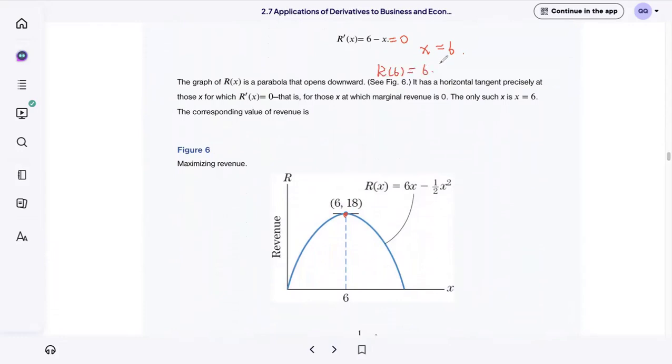Then we plug into the function R of 6. So we get 6 times 6 minus a half times 6 squared. 6 squared is 36, and a half of that is 18. Well, 6 times 6 is 36, a half of that is 18. So that's how we get this point. Okay. So to produce 6 will maximize the revenue.